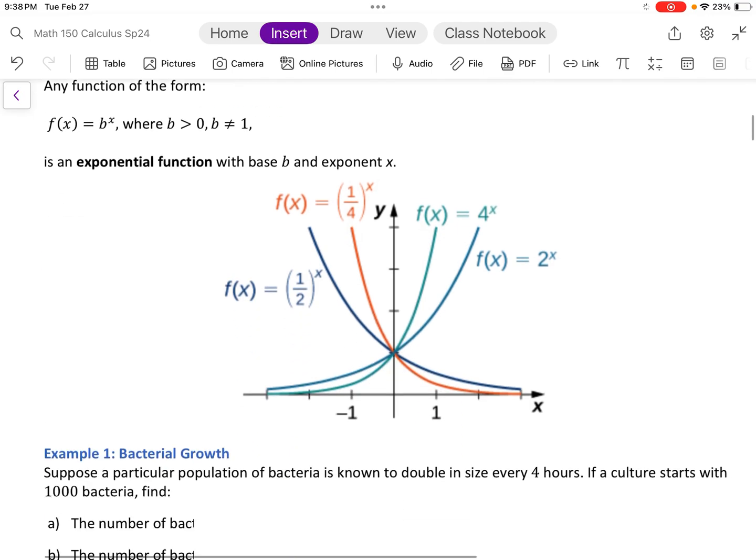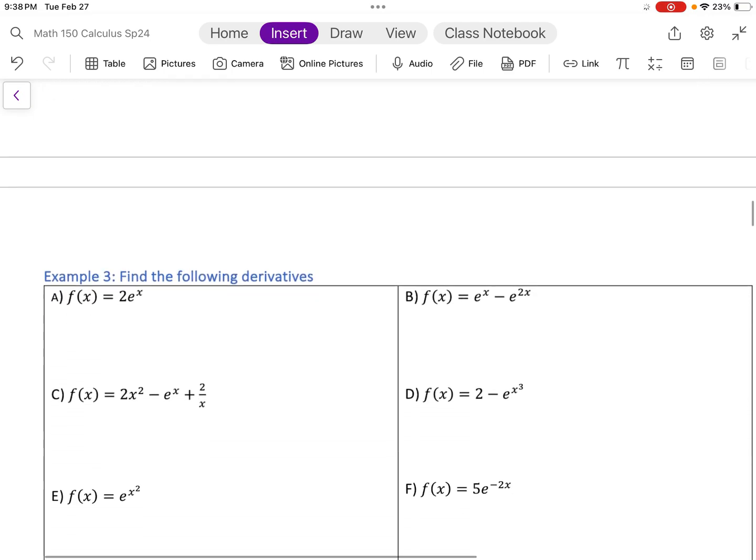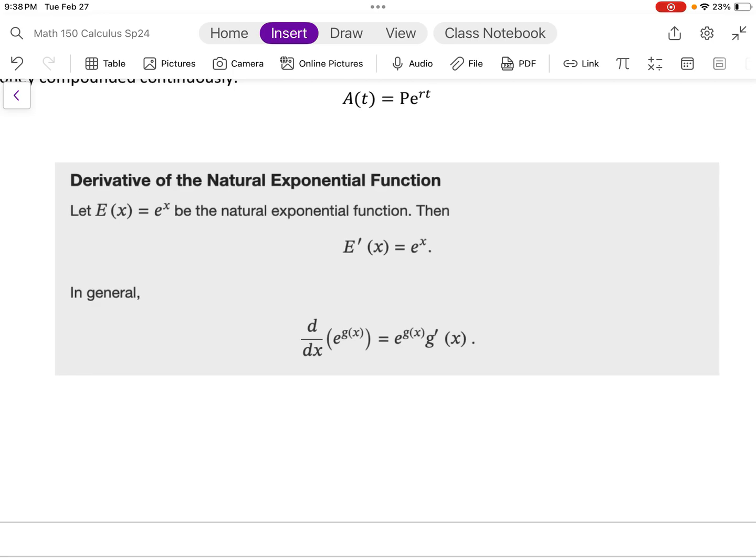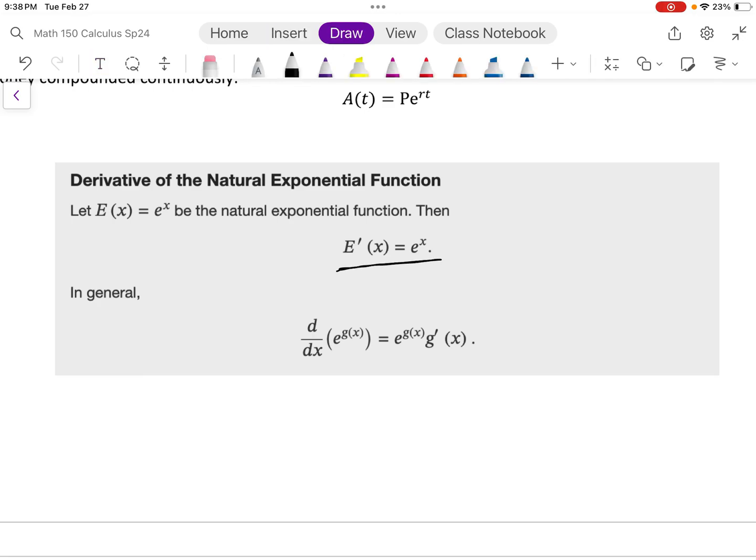Okay, let's look at the derivative of the natural exponential function. So we're going to look at the simple rule. Okay, so we start with the function e to the x right here. And the derivative of e to the x is just e to the x. So for an exponential function with base e, the derivative is the same as the original function.